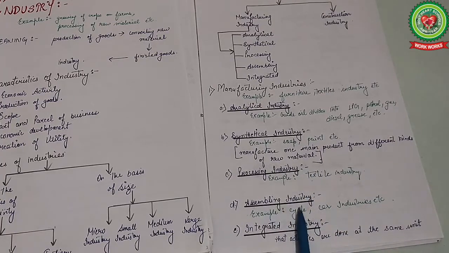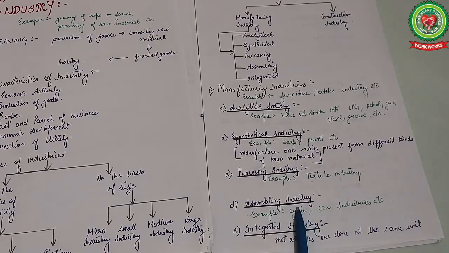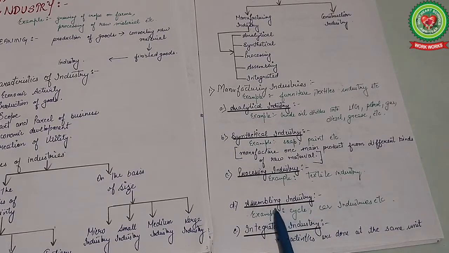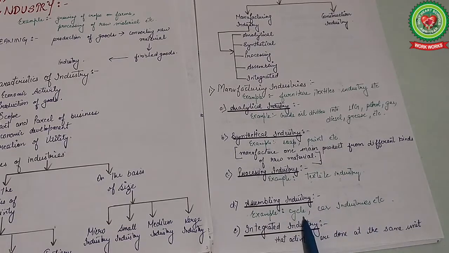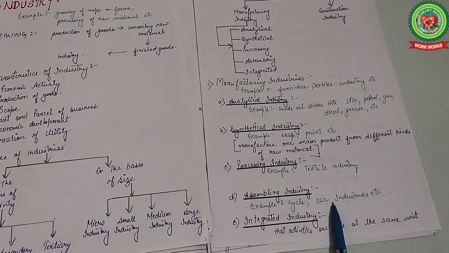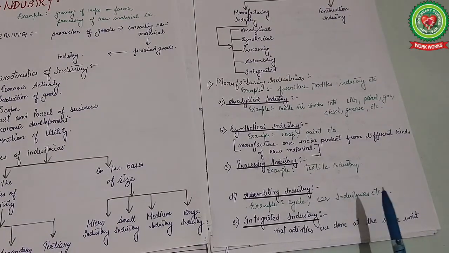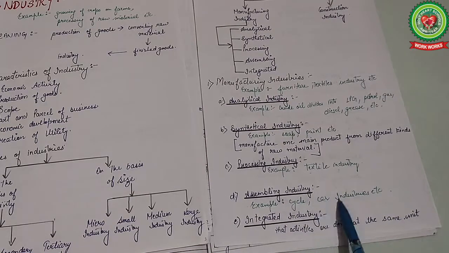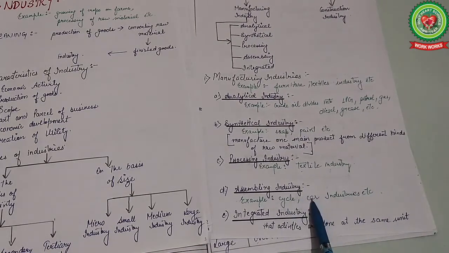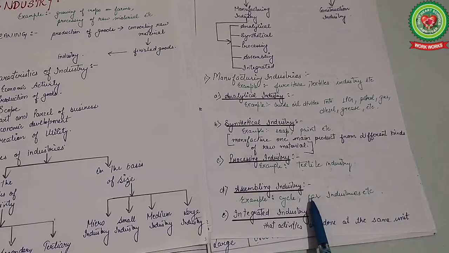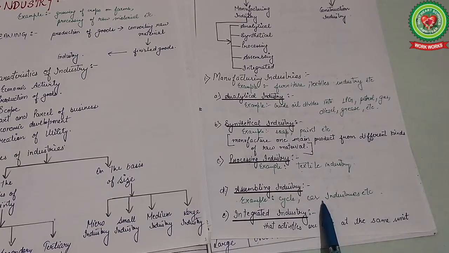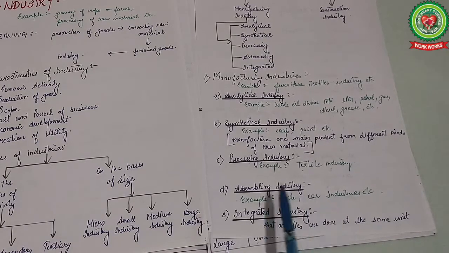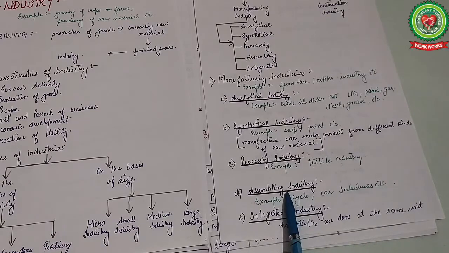Next one is the assembling industry. Assembling industry means something to assemble, something to relate with each other, like cycle and car industries, where various subparts are combined to make one product, maybe a cycle or maybe a car. There are various tools or different parts that are purchased from the market and then assembled or combined to make one single, complete product. It is known as the assembling industry.